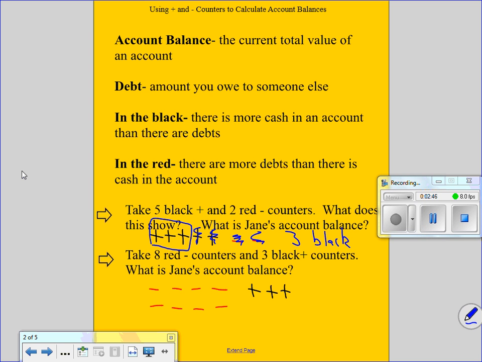Another way you could show your work, you can cancel this off. For every positive, you cross off a negative. Positive, negative, a positive, and a negative. So what are we left with? We're left with negative 5.